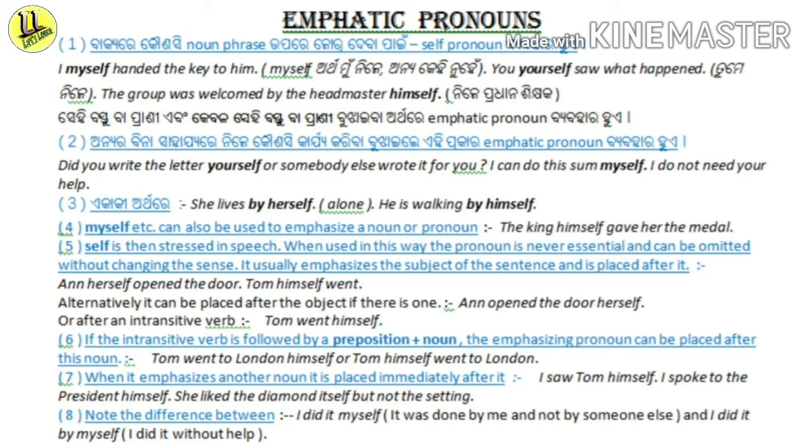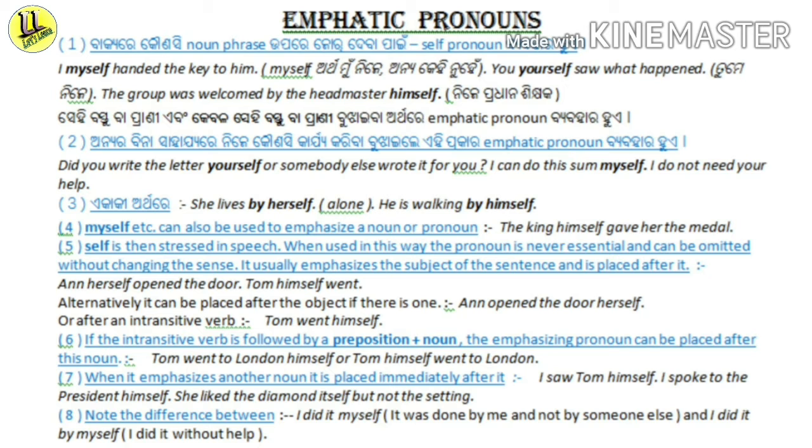Alternatively, it can be placed after the object if there is one. Anne opened the door herself. Or after an intransitive verb. Verbs are of two types. One is transitive and another is intransitive. You have read in the verb chapter. For example, Tom went himself.